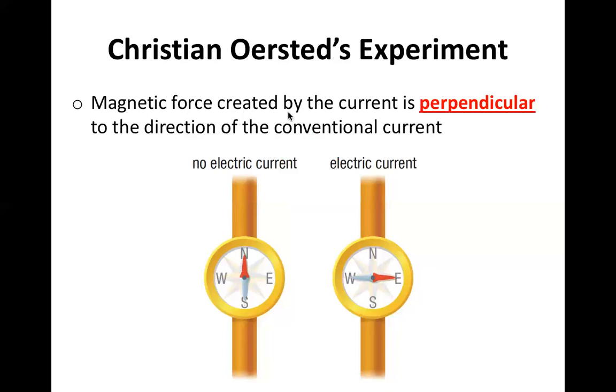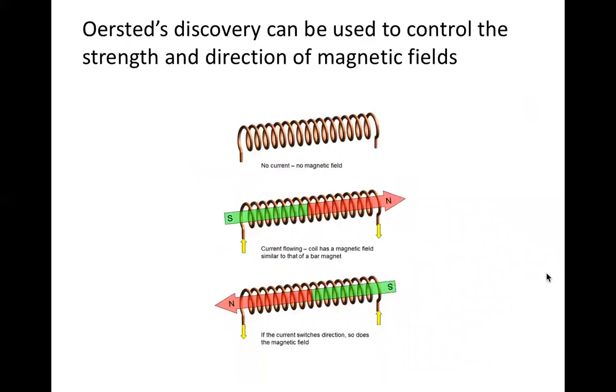The magnetic force created by the current is perpendicular to the direction of the conventional current. So again, no electricity, no unusual deflection of the compass needle. But when we do have electric current running through the wire, the compass needle is deflected and it moves so that it's 90 degrees to the direction of the current. So if the current is up and down, and we're placing the compass in front, the compass needle would be going left to right. Ørsted's discovery can be used to control the strength and direction of magnetic fields, which is very powerful.